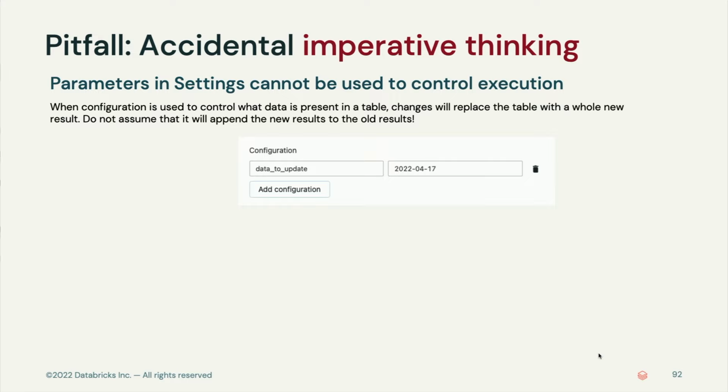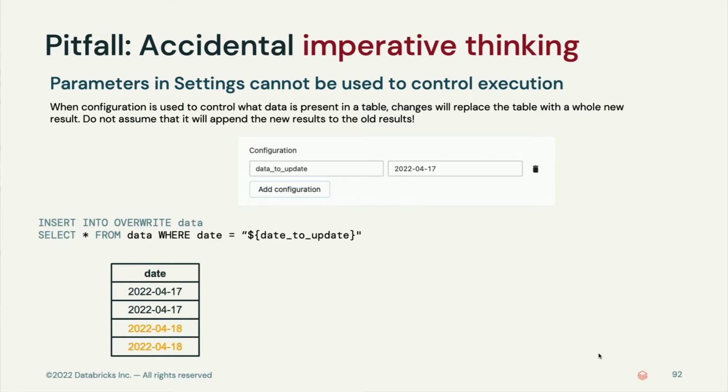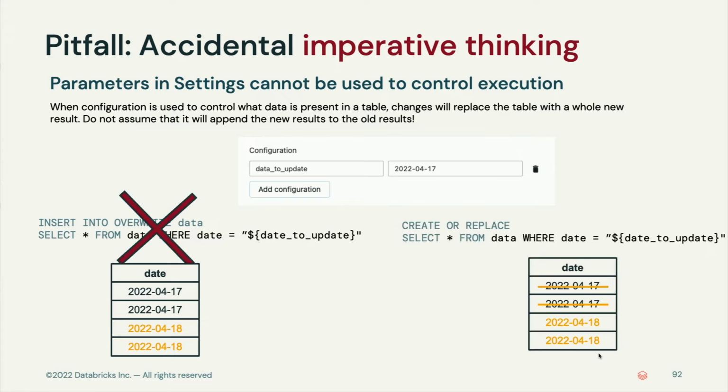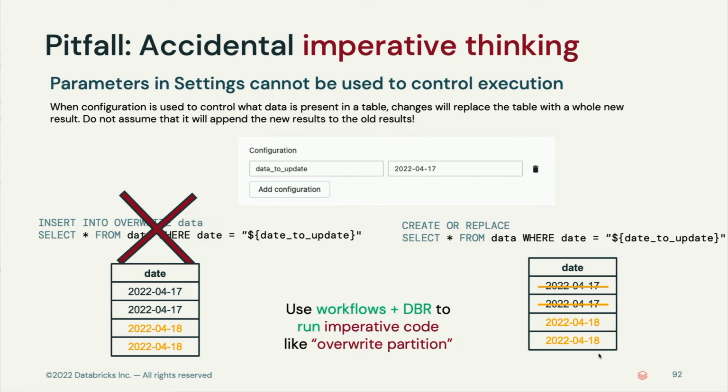But remember, this is not an imperative system. This is a question, again, that I get over and over again: how do I tell DLT which date to process? You are not telling DLT what to do. If you were to say, for example, update only this date, you are not saying insert overwrite this partition. You are saying only this partition should exist, and we will delete all of the other partitions. So don't fall into this trap. If you want to do stuff incrementally, use streaming or Enzyme, and let us figure out what data is new. And if you have to insert overwrite partition, that is totally valid. You should use workflows in DBR for that. That is how you write imperative code inside of Databricks.